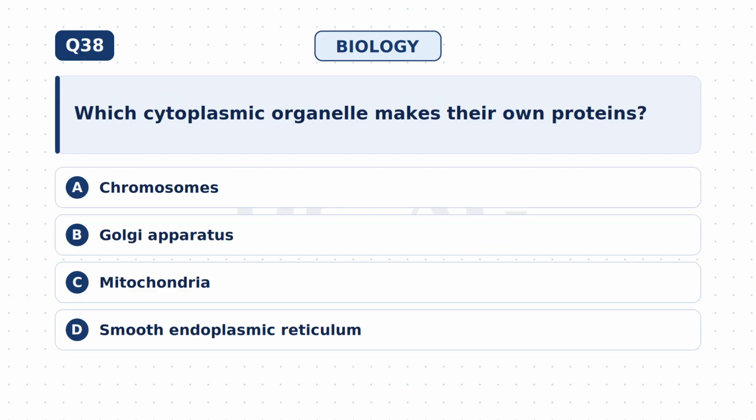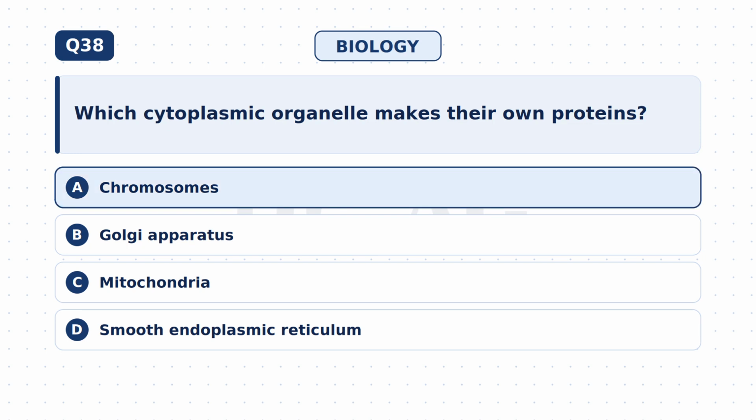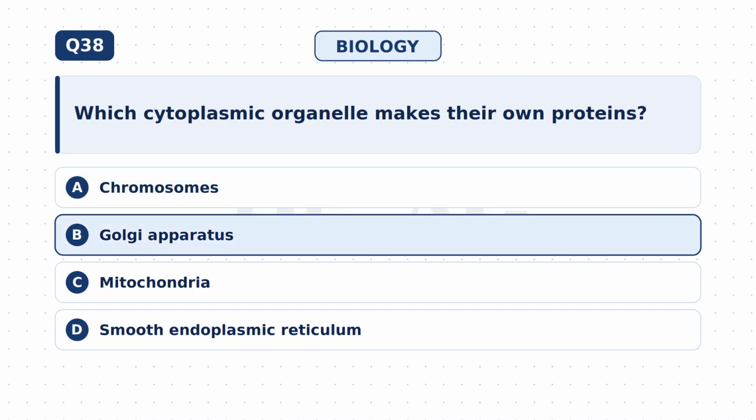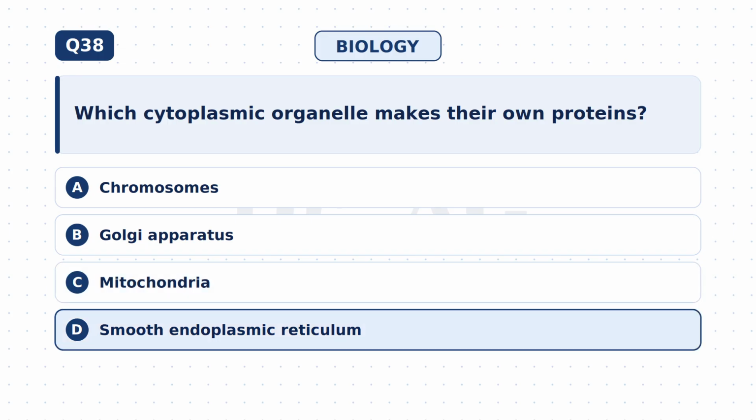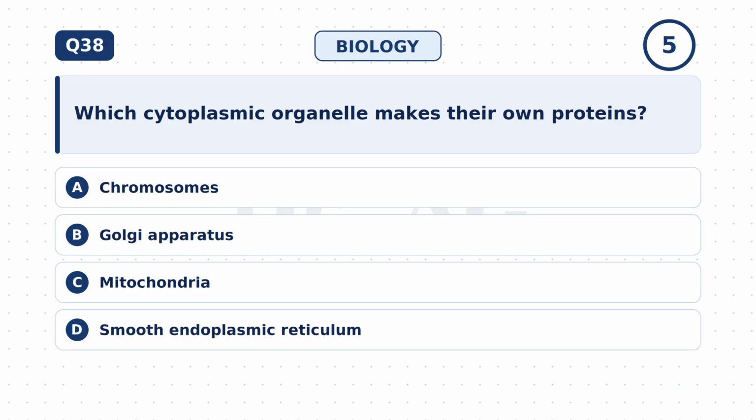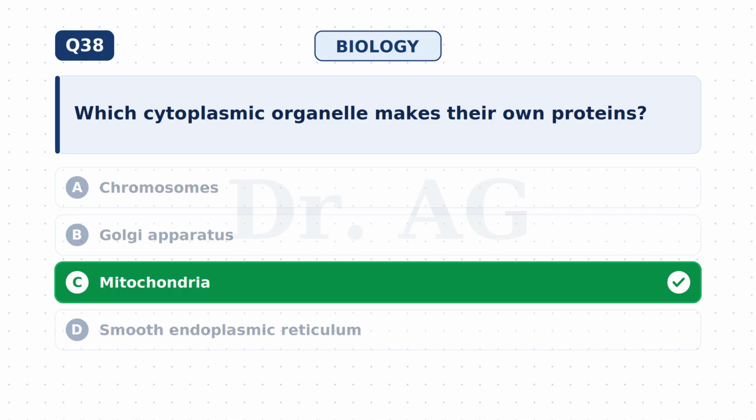Question 38. Which cytoplasmic organelle makes their own proteins? Option A, chromosomes. Option B, Golgi apparatus. Option C, mitochondria. Option D, smooth endoplasmic reticulum. The correct answer is C, mitochondria.